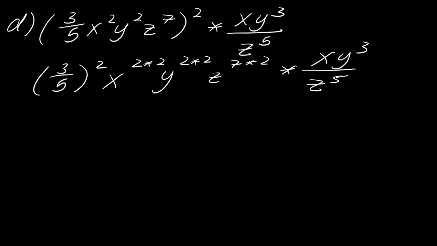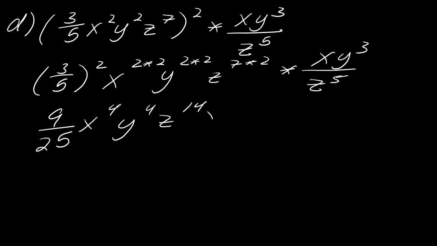So once again, I just square everything. So 3 times 3 is 9, 5 times 5 is 25. And then this is x to the 4th, y to the 4th, and z to the 14th. Okay, now this is going to be a little bit different from the last problem in that now I have this other fraction of this xy cubed over z to the 5th.